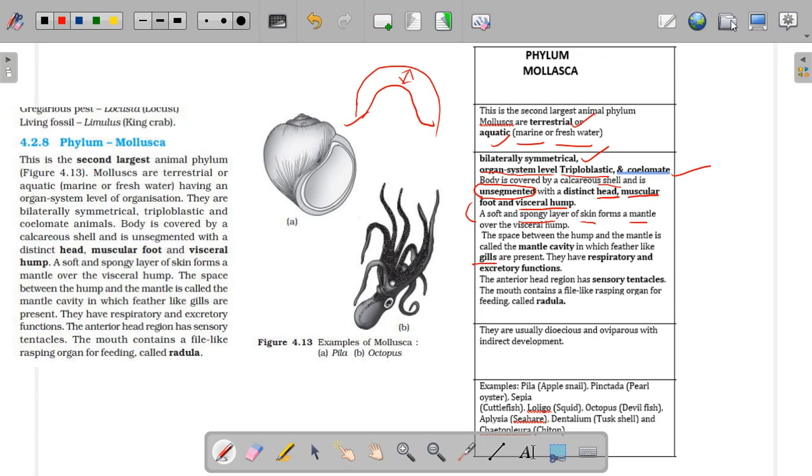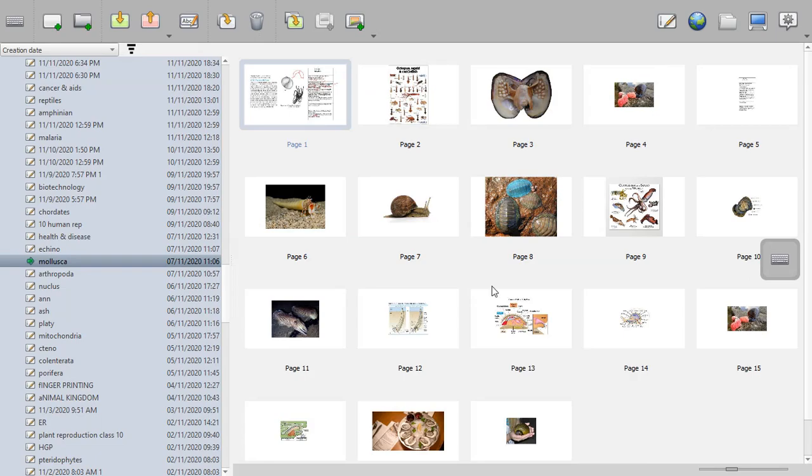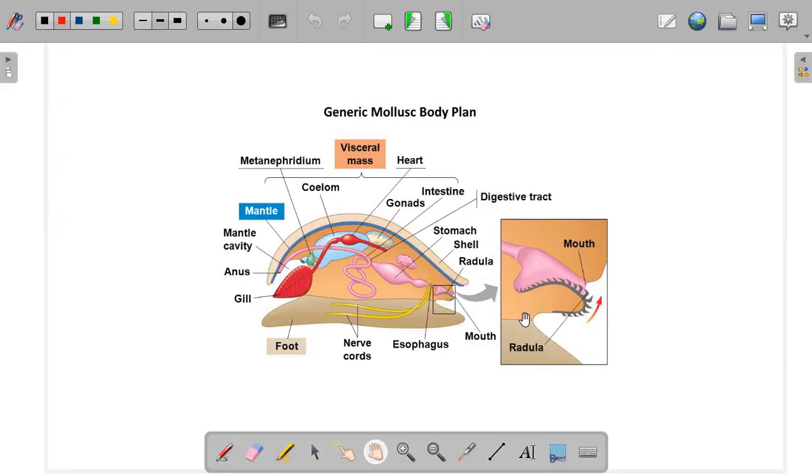So let me show you the picture right over here. You can see the gills, the feather-like structure. They are meant for both respiratory and excretory functions. You can see the mantle cavity. This is the mantle. The blue line is the mantle. The shell is here, and below that the cavity has a gill meant for respiration and excretion.